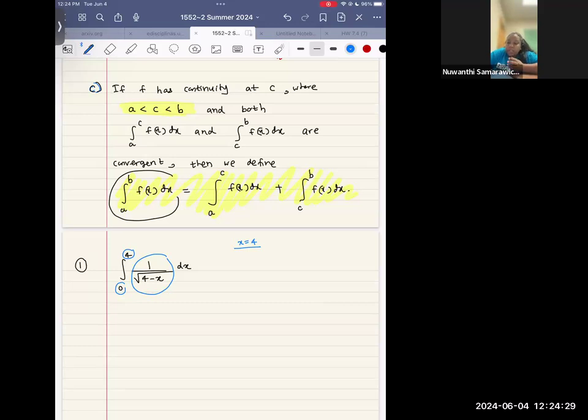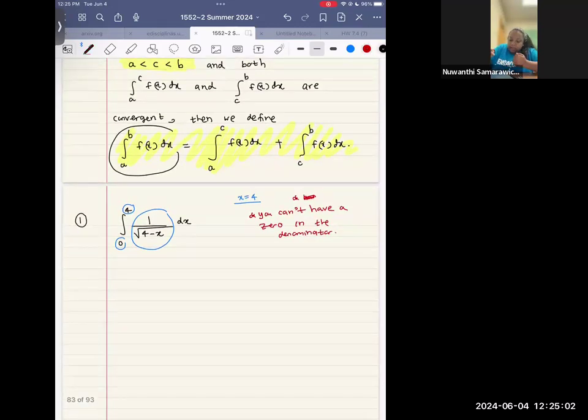Undefined, right? Remember, you cannot have a 0 in the denominator, because if it is 0 in the denominator, that means the whole integral is undefined and it is discontinuous. We say it is discontinuous.